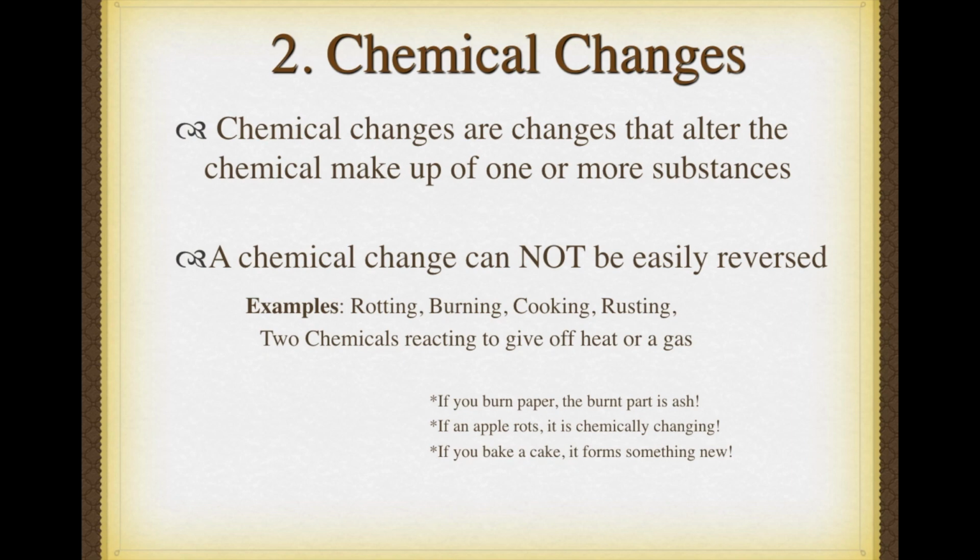Burning wood, burning a marshmallow, burning paper. It's a new substance now. It's a chemical reaction. Cooking. Okay, I put eggs, milk, flour together. I can't get it back. Once I cook it, it becomes a cake. Okay, it's a new chemical thing. Rusting. Rust on the outside of that metal. Okay, that is something new. That's a new chemical structure. Now, when two chemicals react, they may give off heat or a substance on the outside or a gas. That's a sign of a chemical reaction.